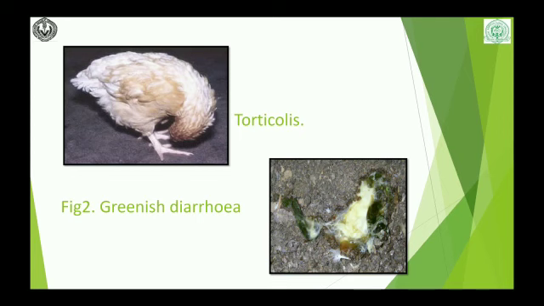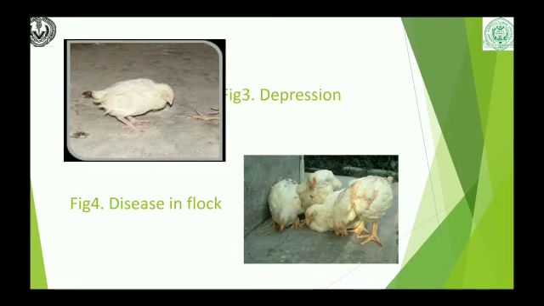The torticollis, it means the twisting of the head. Then the greenish diarrhea of the infected birds, depression of the birds. Then disease in the flock. In the flock, we will see the birds depressed, as shown in the picture.